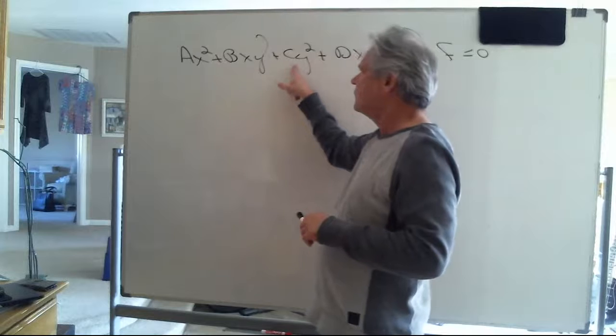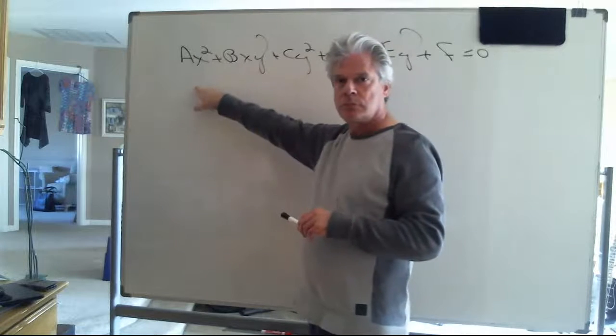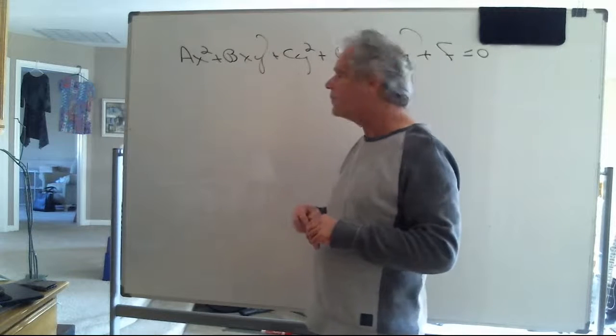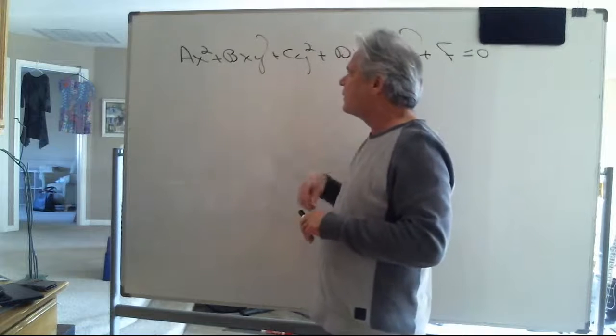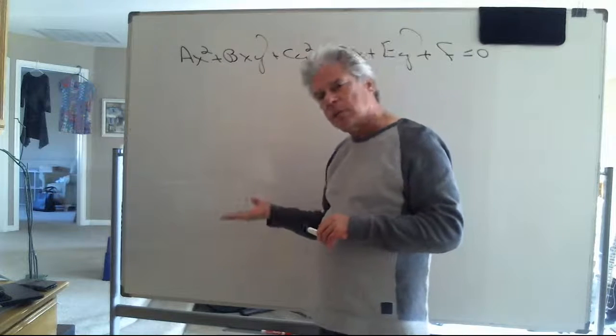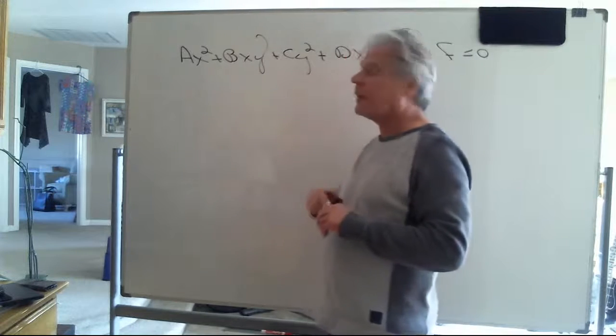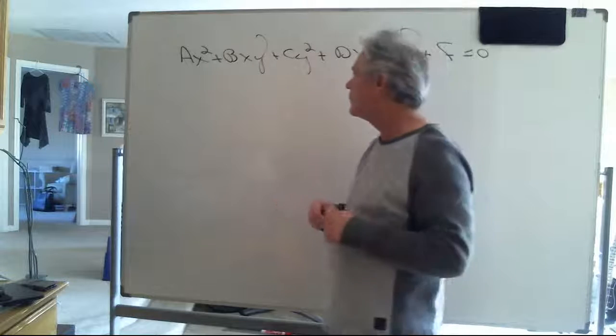If A and C are non-zero, then you and I will have an ellipse or a hyperbola. If A and C are non-zero and have the same sign, an ellipse. If A and C are non-zero but have different signs, hyperbola.